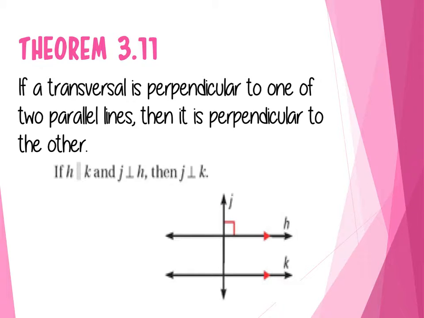So in this diagram, which one is your transversal? J. So if J is perpendicular to H, and H and K are parallel, then J is perpendicular to K. So you need two givens here. You'd have to have a diagram that has a transversal, you'd have to know that the two lines are parallel, and then you'd have to know that that transversal is perpendicular to one of those two.